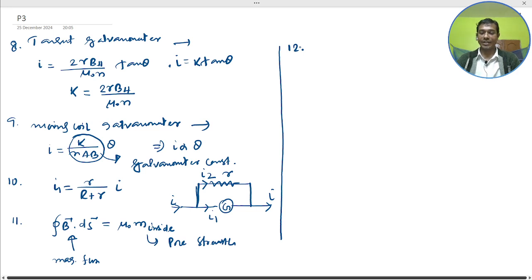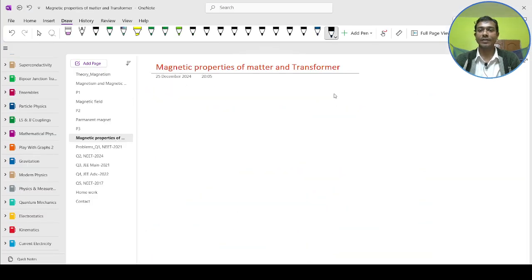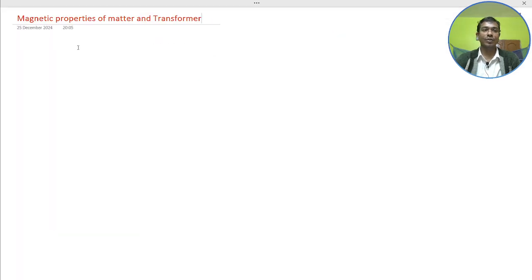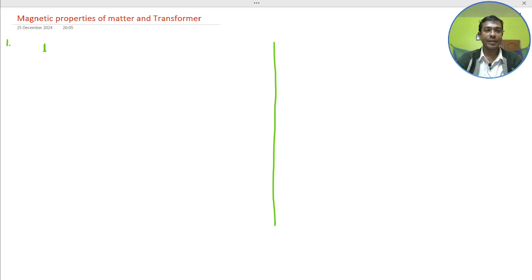Here we now discuss the magnetic property of matter. In my last topics we covered the basic difference of the two, and here we now cover the magnetic properties of matter. For the magnetic property of matter, intensity of magnetization I is equal to m by v, where m is the magnetic moment and v is the volume. M is 2ml and V is A into 2L, so it becomes M by A.